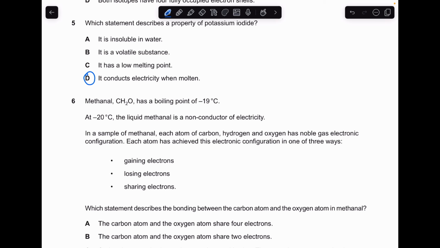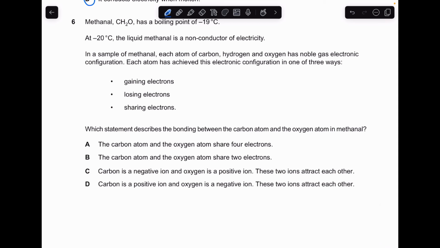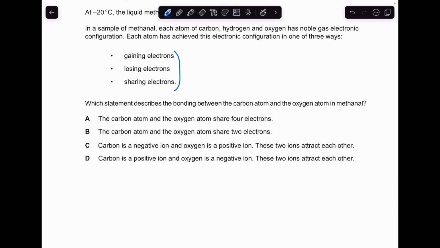Question number 6. Methanol, CH4O, has a boiling point of negative 19 degrees Celsius. At negative 20 degrees Celsius, the liquid methanol is a non-conductor of electricity. In a sample of methanol, the atoms of carbon, hydrogen, and oxygen have the noble gas electronic configuration, and we are asked to find what type of bonding is between carbon and oxygen. Carbon and oxygen are non-metals and they will bond together through covalent bonding, hence they will share electrons.